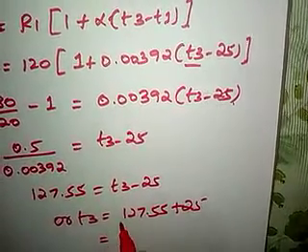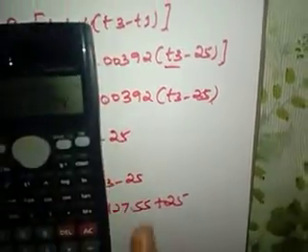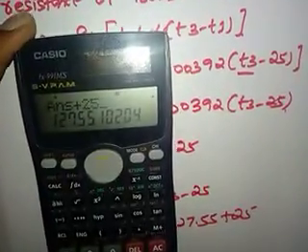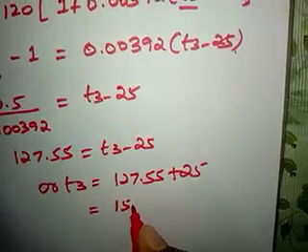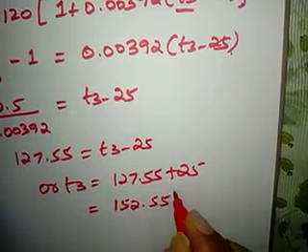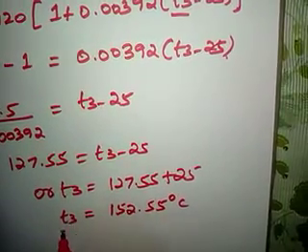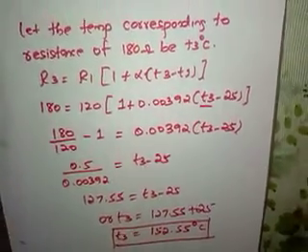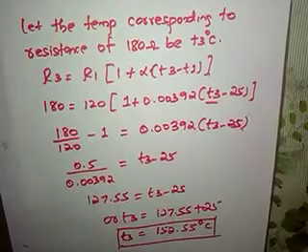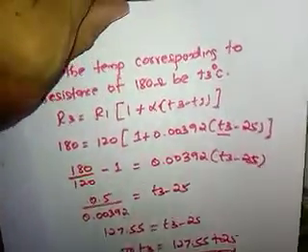So this comes out to 127.55 plus 25, it is 152.55. So 152.55 degrees Celsius, that is the value of the temperature T3. Fine. So this is the second part of the problem. Let us solve one more problem.